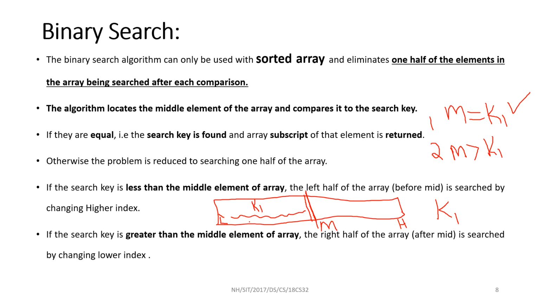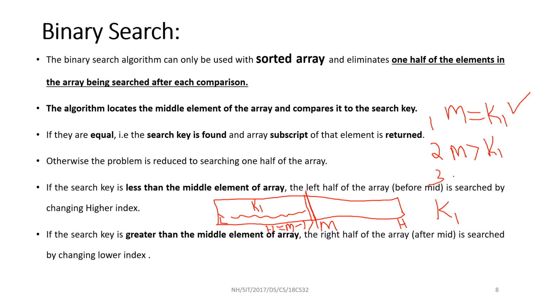So L in that place only, you change the value of H equal to M minus 1, 1 less than this position. That is, M minus 1 is the H value. In that case, you have to change the H value. M minus 1 is our new H value. L same. Suppose this is the second case.